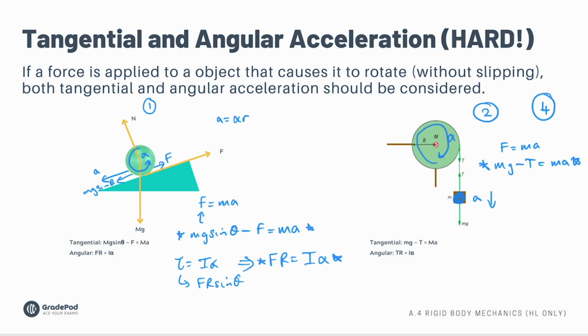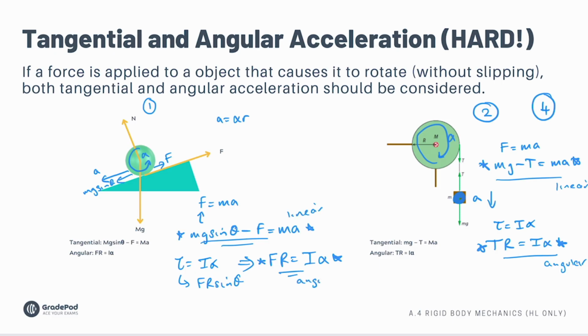And for angular, it is tau = I alpha. Tau in this case would be tension times the distance from the pivot, Tr = I alpha. Another equation that's going to be useful for you. So if you see a pulley, you're looking at using these 2 equations. This is for linear and this is for angular. And if you're looking at a ball rolling down a slope, you're looking at these 2 equations. This is for linear and this is for angular.